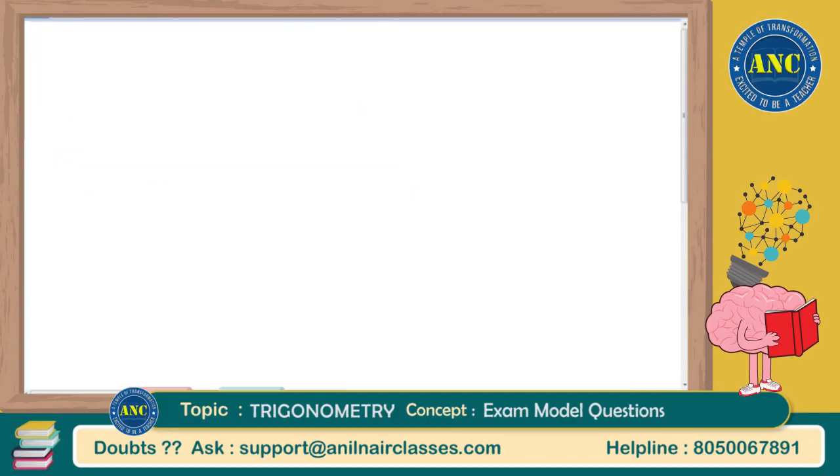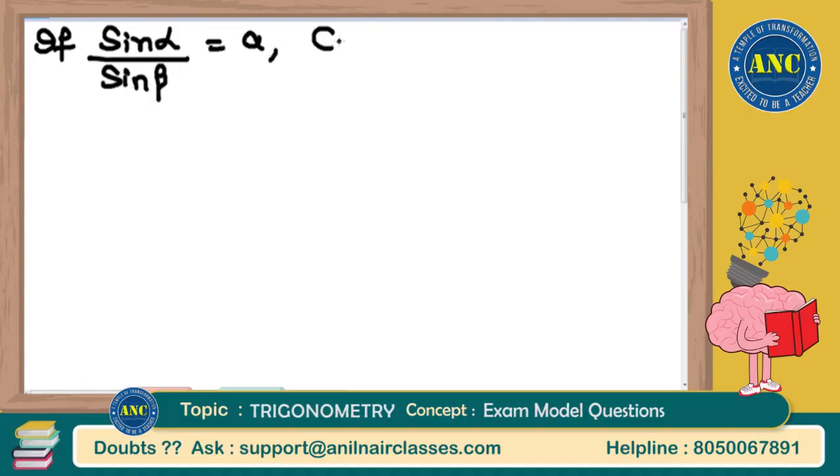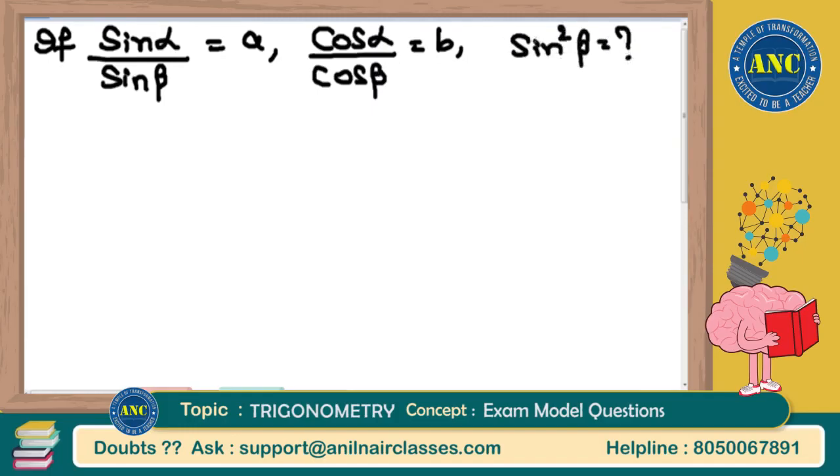Similarly, see this question, a similar kind of question, which is again a very good question. If sine alpha divided by sine beta is equal to A and cos alpha divided by cos beta is equal to small letter b, find the value of sine square beta. In the previous question they asked for cos square alpha. Now they are asking for sine square beta. Same logic, sir. Don't waste your time by doing so many things.